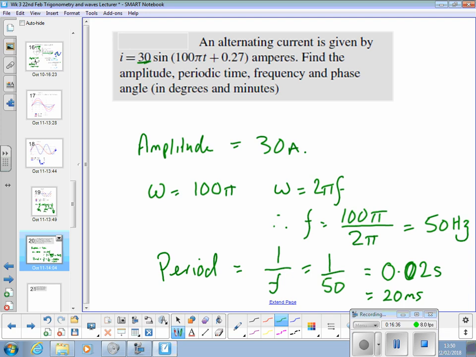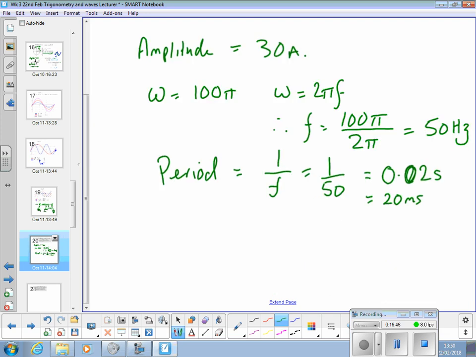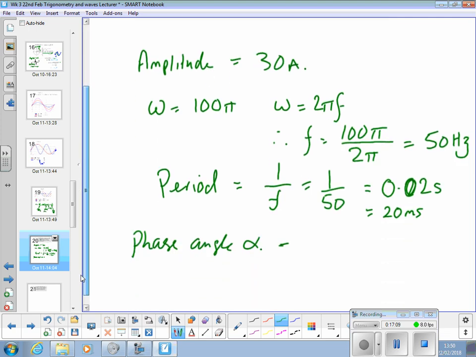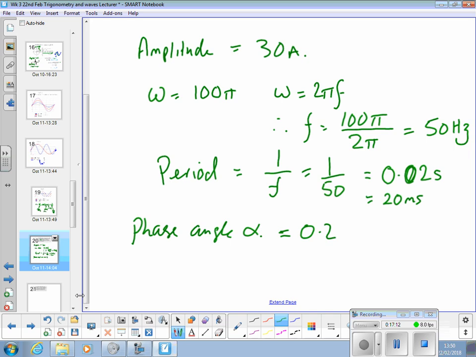Turn that up the other way. Same thing, pi of 100. Yeah. Phase angle. How do we get that to degrees from earlier?